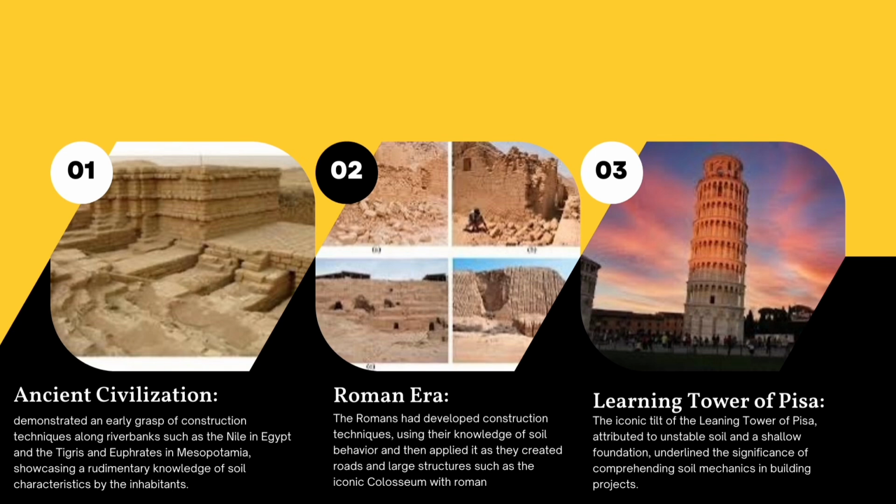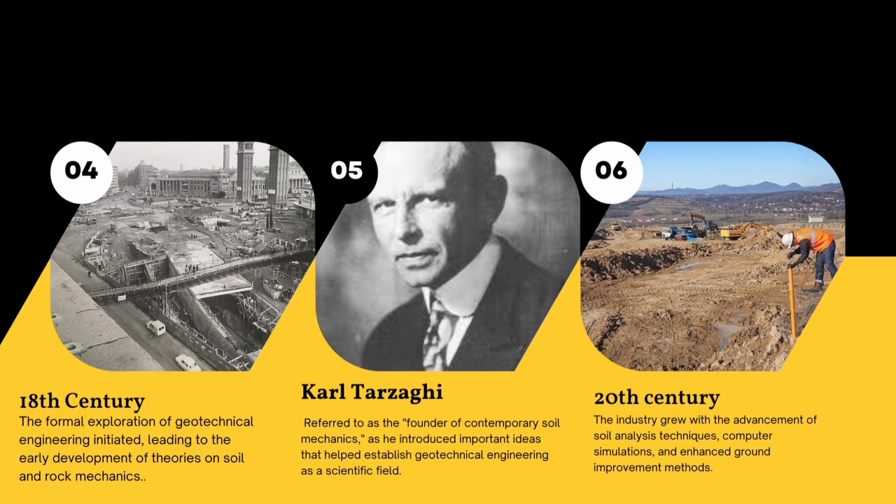Moving on, in 1173, the iconic tilt of the Leaning Tower of Pisa, caused by unstable soil and a shallow foundation, actually highlighted the importance of soil mechanics. Then, in around the 18th century, this is where the formal exploration of geotechnical engineering initiated. Thus, it led to the early development of theories on soil and rock mechanics.